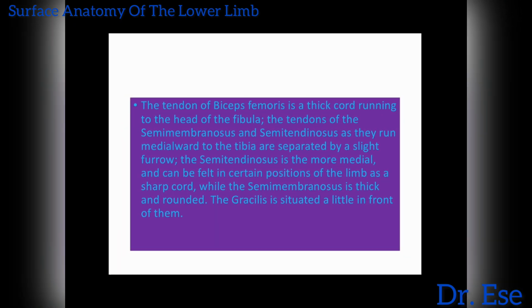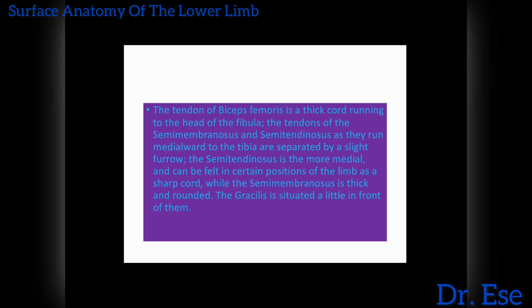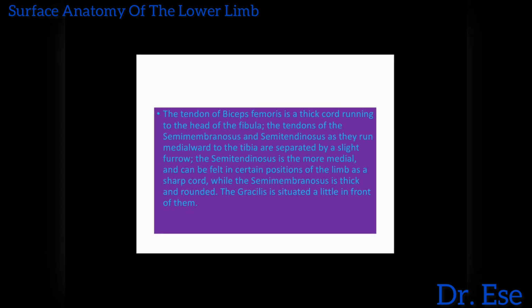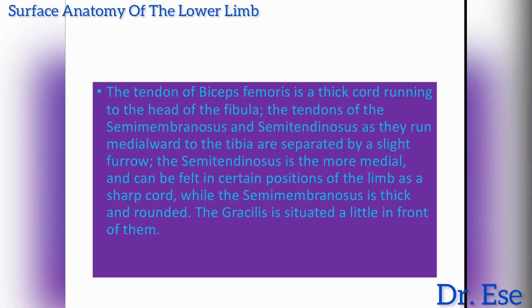So the tendon of biceps femoris is a thick cord running to the head of the fibula. The tendons of the semimembranosus and semitendinosus, as they run medially to the tibia, are separated by a slight furrow. The semitendinosus is the more medial and can be felt in certain positions of the limb as a sharp cord, while the semimembranosus is thick and rounded. The gracilis is situated a little in front of them.